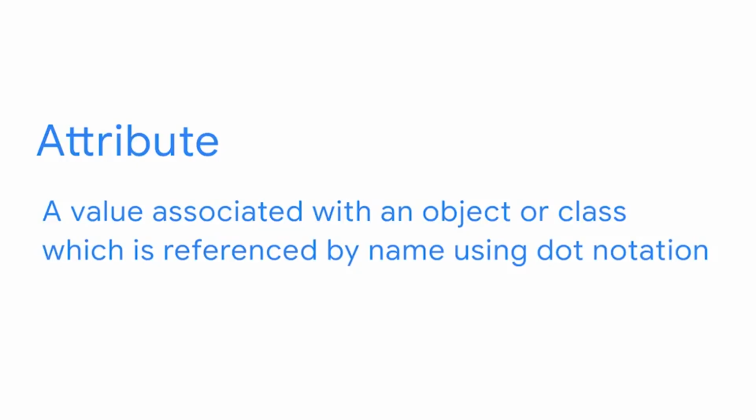Okay, the last thing we're going to discuss is attributes. Attributes are values associated with an object or class which are referenced by name using dot notation. They don't use parentheses. Attributes are especially important for custom-built classes and more complex data structures like data frames. You'll learn more about these later, but here's an example.